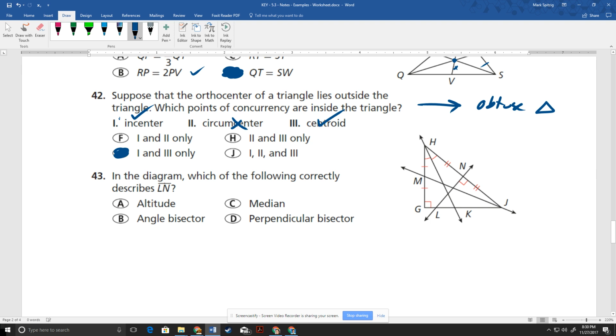In the diagram, which of the following correctly describes LN? So LN, what do we know about LN? LN is here. It is perpendicular to the side, but it doesn't go to the opposite vertex, right? But it does go through the midpoint, because this is a midpoint, so it's perpendicular and it bisects that. So it's a perpendicular bisector. Not so bad. Okay, and then you could say HK would be an angle bisector, JM would be a median, all that good stuff.